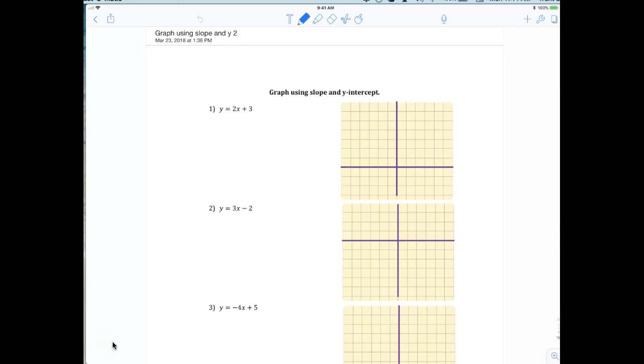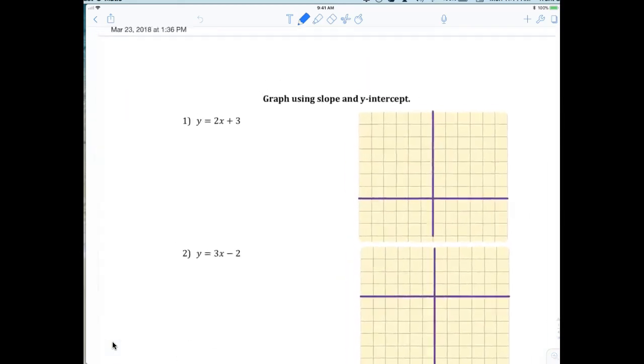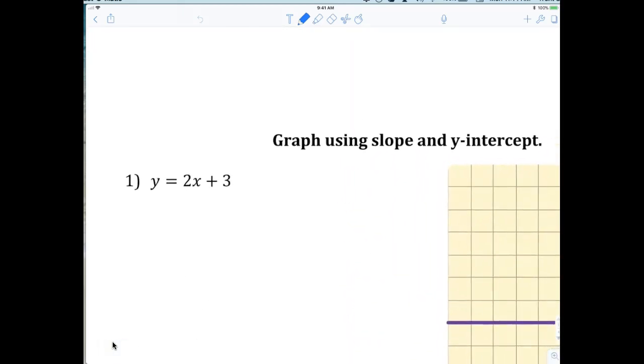Okay. So before we graph by using a table, that's the very basics. Now we're getting a little bit more advanced. We're going to graph using the slope and y-intercept. So what I want everybody to do is at the top here, write y equals mx plus b. Does anybody remember what m stood for? Slope. Thank you. M stood for slope.